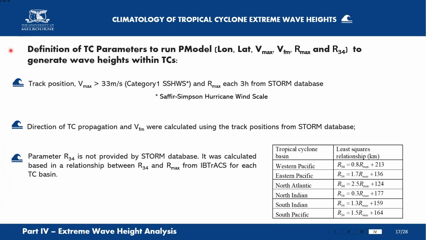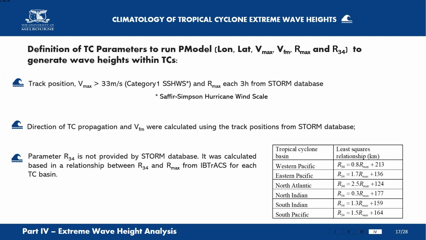To run the parametric wave height model, we need the tropical cyclone parameters: the track position, longitude and latitude, the Vmax, VFM, Rmax, and R34. Track position, Vmax and Rmax, we got from the STORM database. We use just Vmax greater than 33 meters per second to be above the Saffir-Simpson hurricane wind scale.